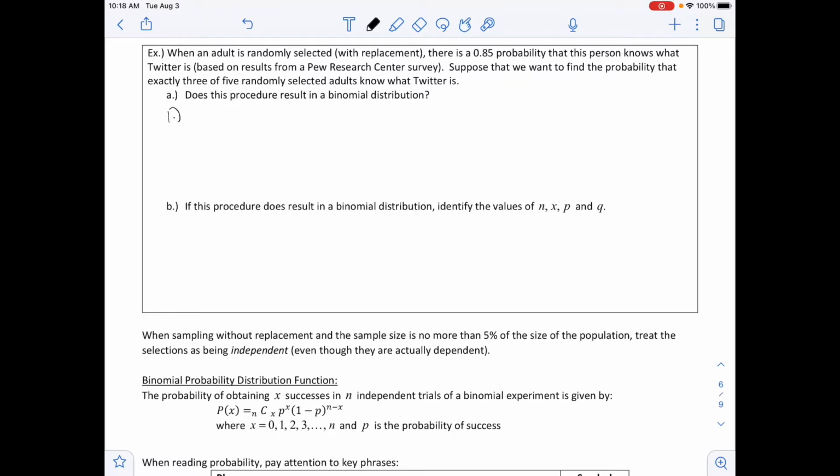So first one is we're going to have a fixed number of trials, and it does say there's 5 different people that they're surveying, so 5 trials. 2, they have to be independent, and they are since we're dealing with people. 3 is two disjoint or mutually exclusive outcomes, and they are: you either know what Twitter is or you don't know.